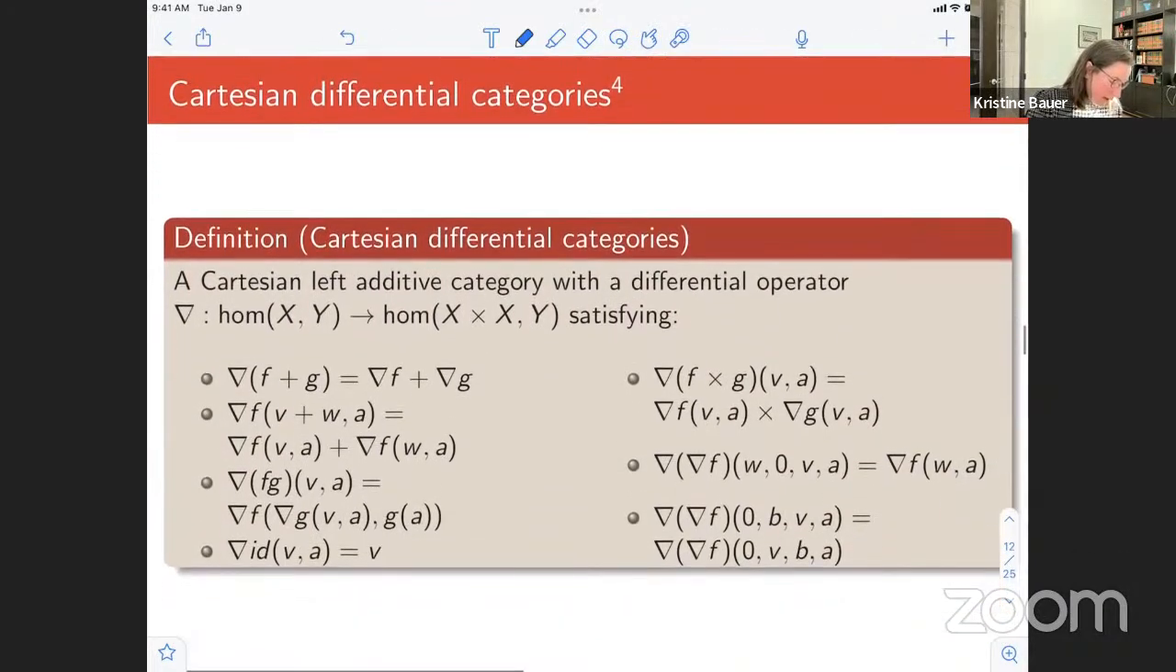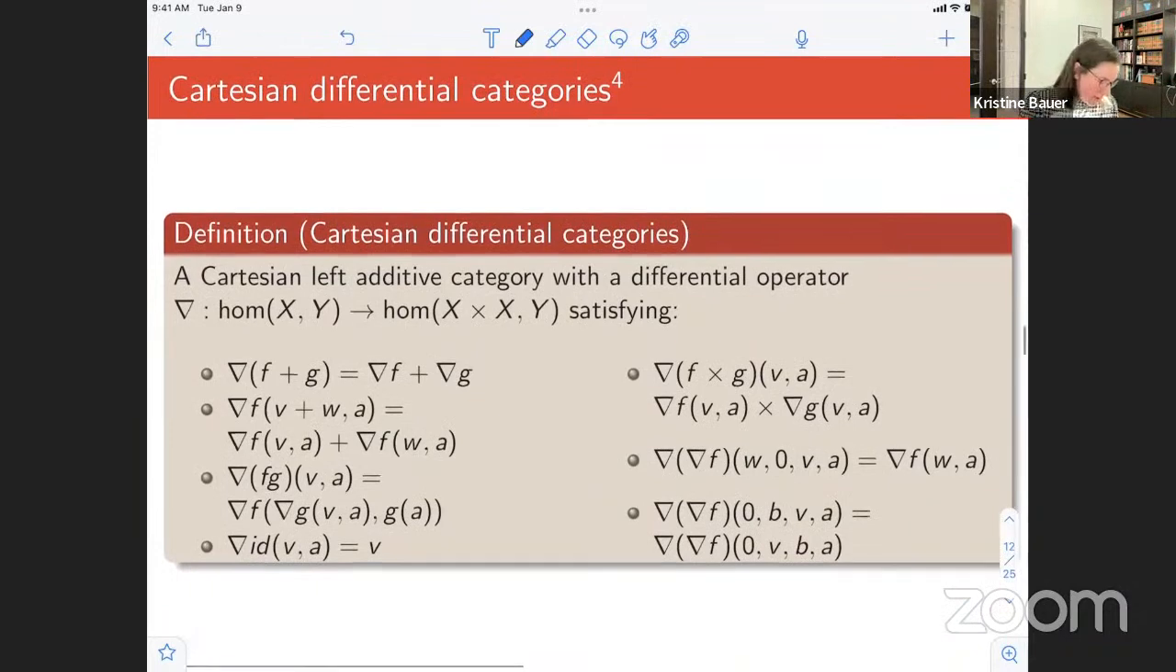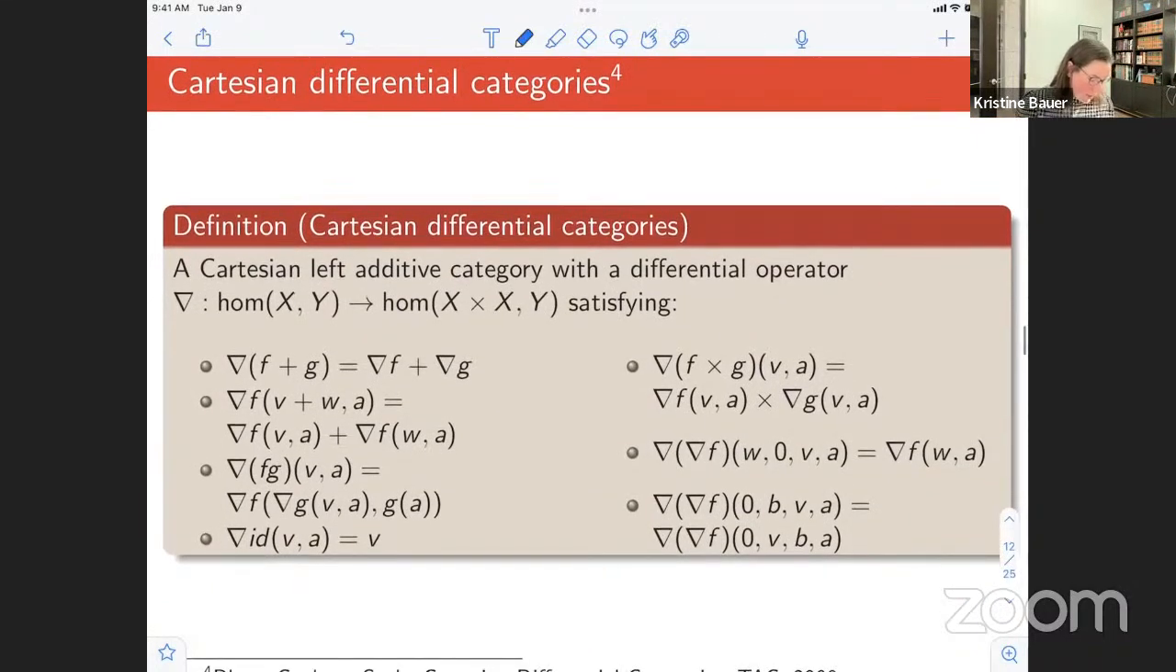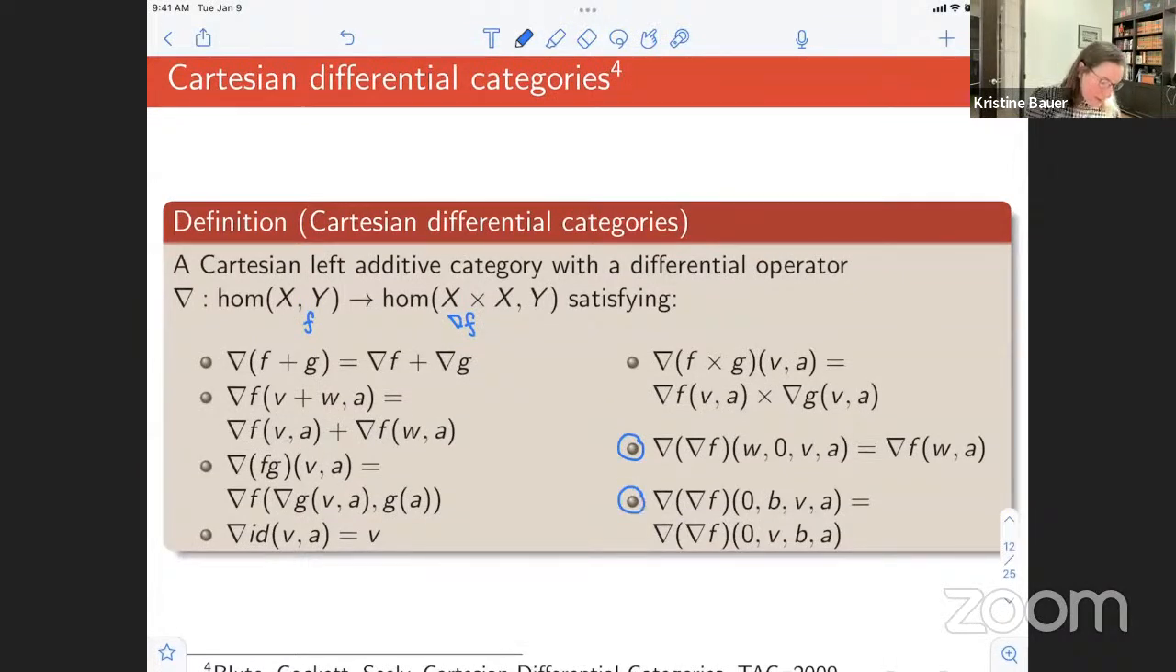So I have rewritten these now. This is my notation, not Blute-Cockett-Seely's notation, but it is meant to look exactly like what I had on the previous slide. A Cartesian left additive category with a differential operator that takes a morphism f to a morphism nabla f is a differential category provided that that differential operator satisfies these 7 properties, which are exactly analogous to the ones from before. There are 2 that are a little hard to see. It's a little bit hard to see that the 6th property is the analog of saying that the derivative of a linear function is just evaluation. And it's a little bit hard to see that this one is mixed partials. So today I'll ask you to believe me that this is the case.